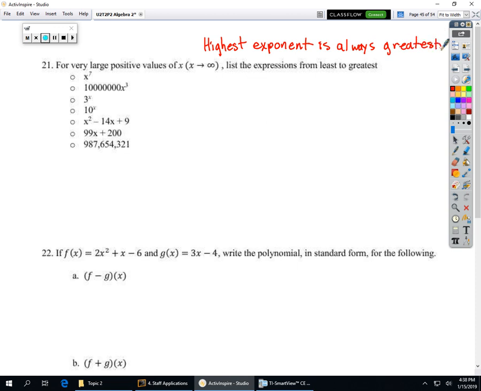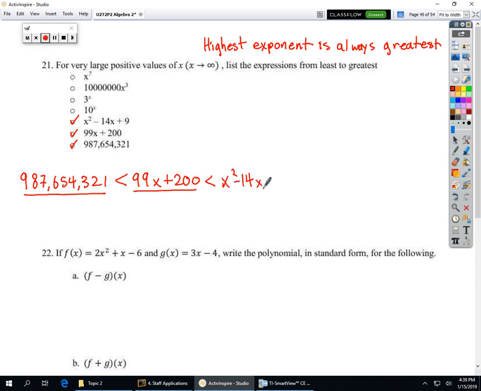So if you want to go from least to the greatest, what's the lowest exponent? The lowest exponent is actually this one, because there's nothing here. The exponent's actually 0. It's x to the 0. So this is actually my smallest expression. What comes next? Well, what's the next lowest exponent after 0? Is there anything with a 1? Yes, this has a 1 there: 99x plus 200. Afterward is a 2. Yep, here you go. Oh, nicely in order: x squared minus 14x plus 9.